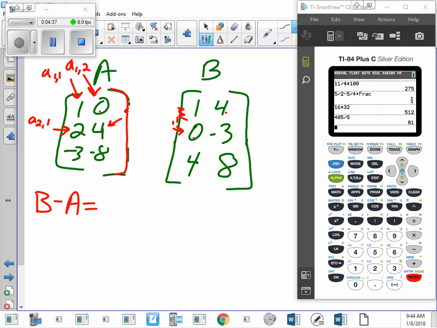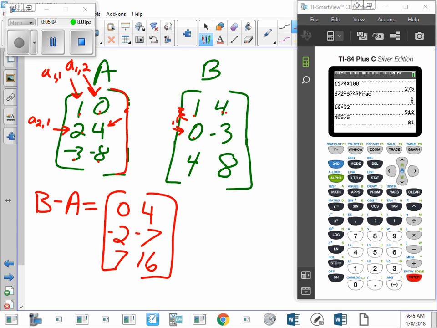So that would be 1 minus 1 is 0. And then 4 minus 0 is 4. And then 0 minus 2 is negative 2. And negative 3 minus 4 is negative 7. 4 minus negative 3 would be 4 plus 3, which is 7, and then 8 minus negative 8 would be 16. Okay, does that make sense?